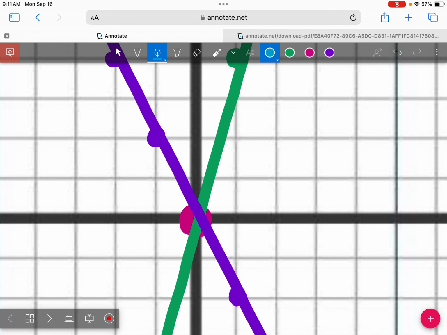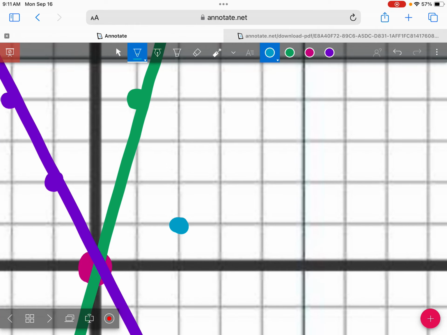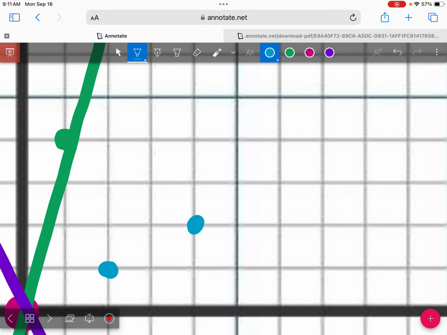Up 1, right 2. Rise over run. Rise of 1, run of 2.